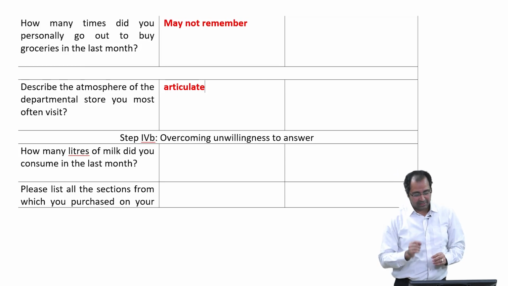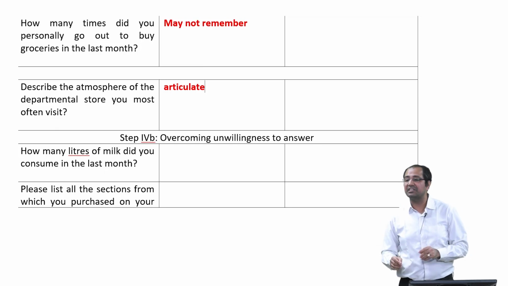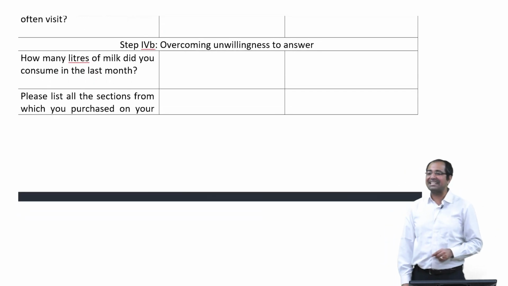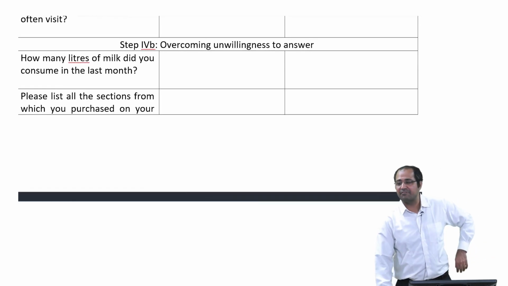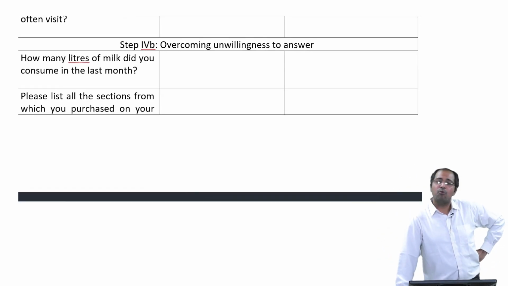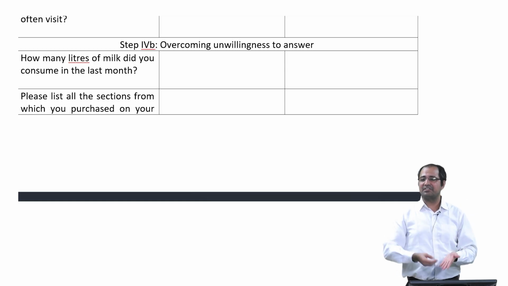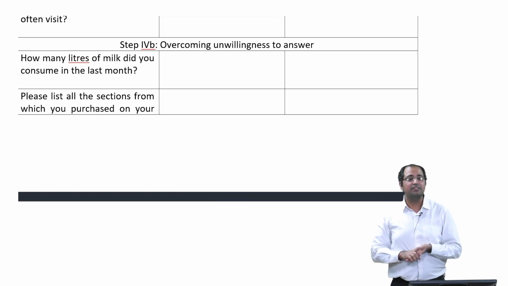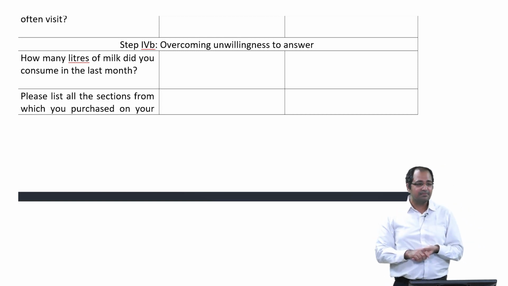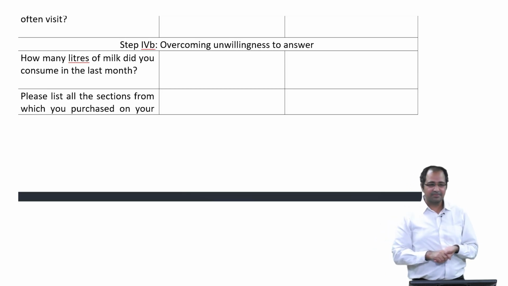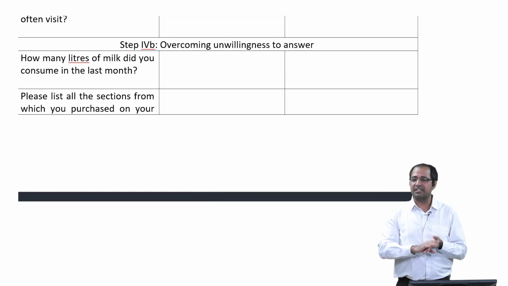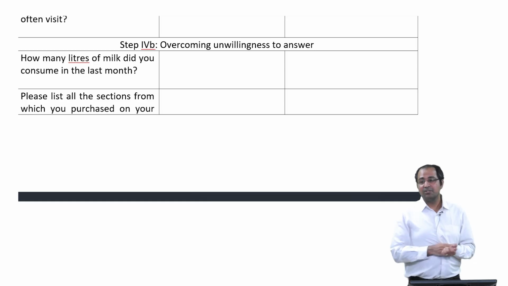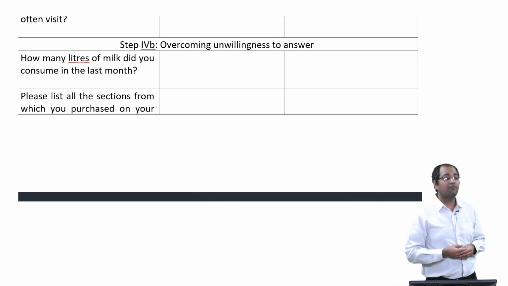Now the next one, overcoming unwillingness to answer. This is also part of step number 4, this is 4B. Sometimes people would be unwilling to answer. If you are taking a survey and ask them, how many times do you brush your teeth? Somebody says, I am not willing to answer. Why should I answer you? Who are you? Or if you survey relationship status, how does it concern you? How can you overcome this unwillingness to answer questions?